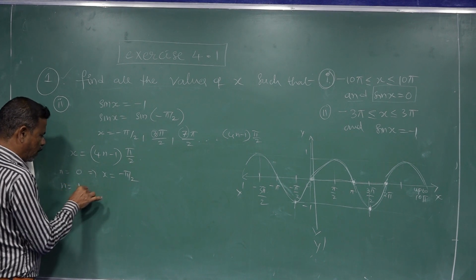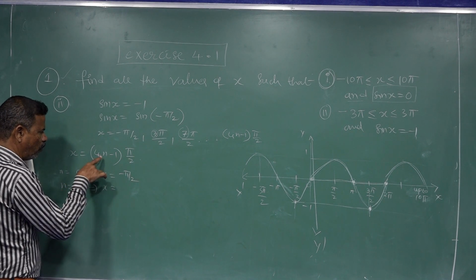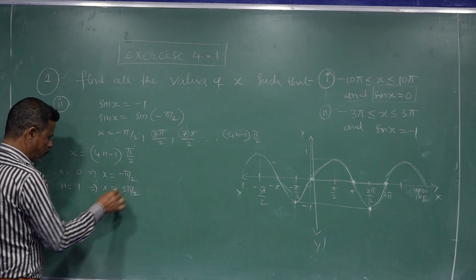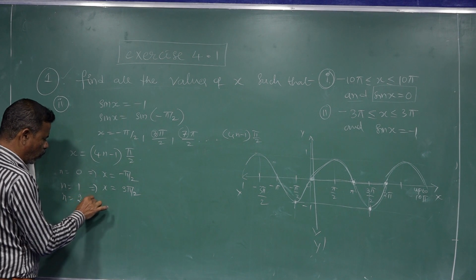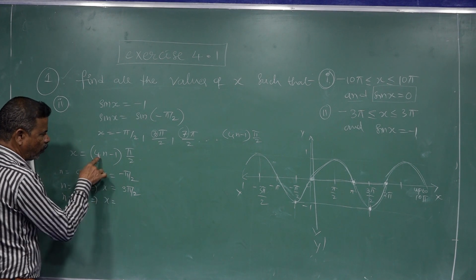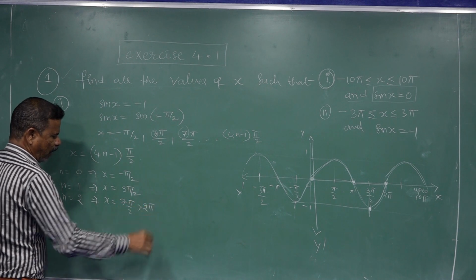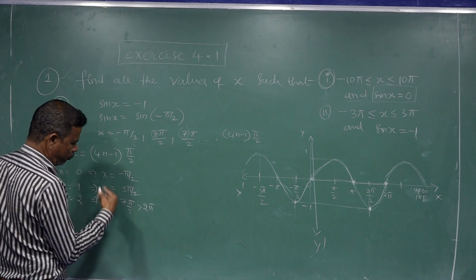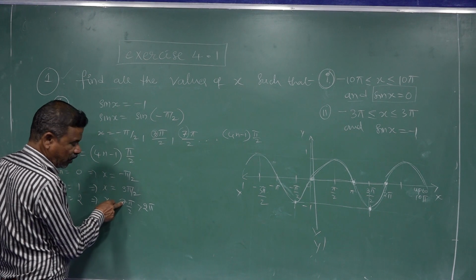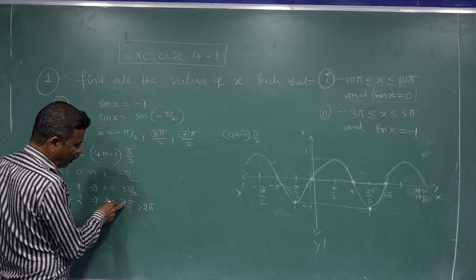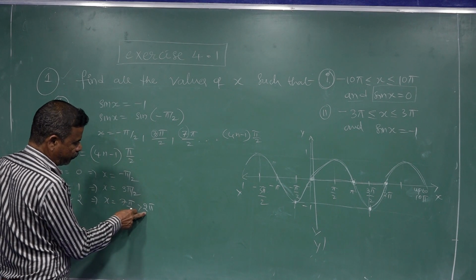If n is equal to 1, then x is equal to 13π/2. If n is equal to 2, x is equal to (8 minus 1) 7π/2. This is greater than 2π. 7π/2 how much? 3π above. 2, 3, 6 and above. That means 3π, that value is above 2π.